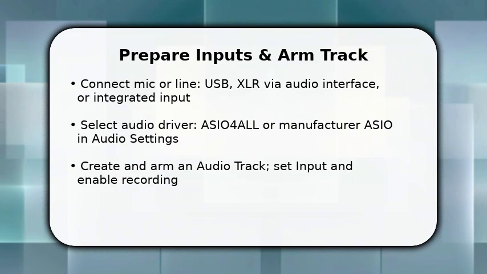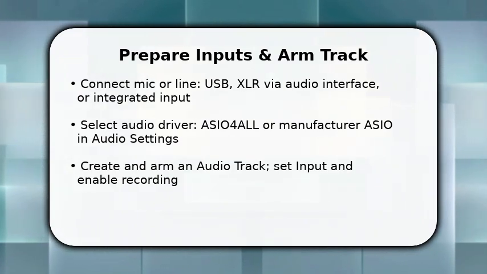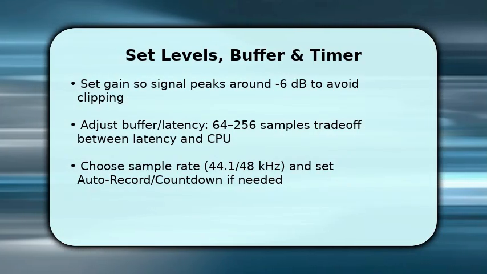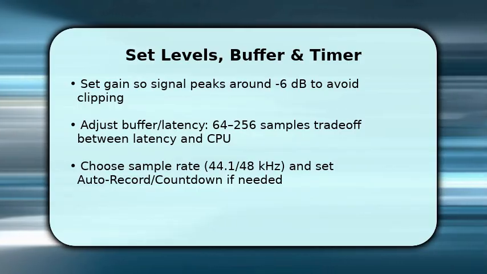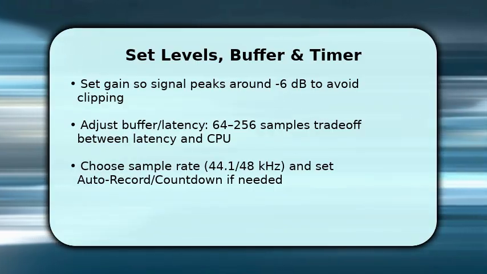Now optimize sound quality before hitting record. You should set preamp gain so peaks sit near -6 dB. This prevents clipping and preserves headroom for mixing. Then adjust the ASIO buffer. Lower values like 64 reduce latency but increase CPU. Raise it to 256 if you get dropouts. Also confirm sample rate, 44.1 or 48 kHz, and enable the countdown or metronome if you want a lead-in.